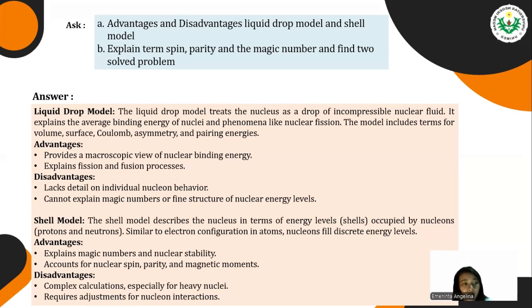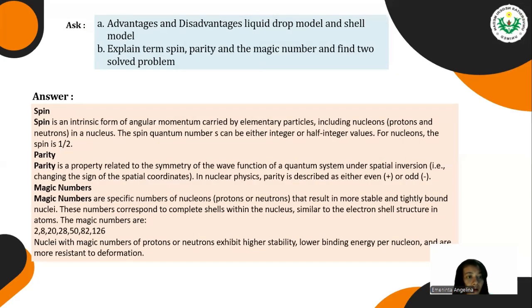Next, part B is the answer for the B problem: the terms spin, parity, and the magic number. Spin is an intrinsic form of angular momentum carried by elementary particles, including nucleons, protons, and neutrons, in a nucleus. The spin quantum numbers can be either integer or half-integer values. For nucleons, the spin is 1 over 2.